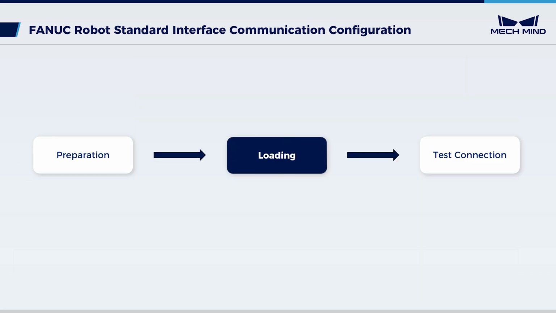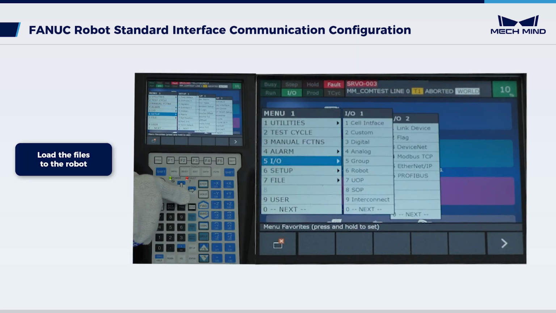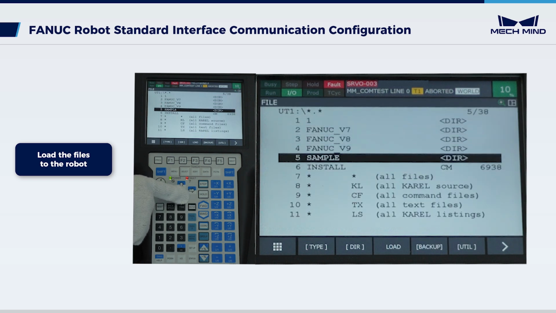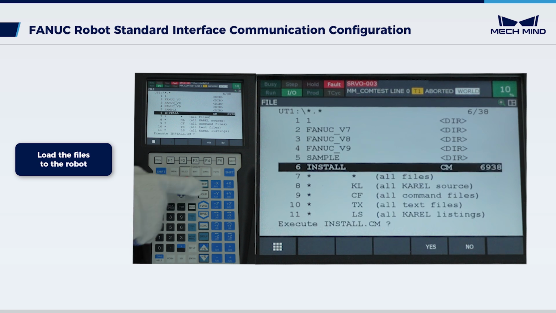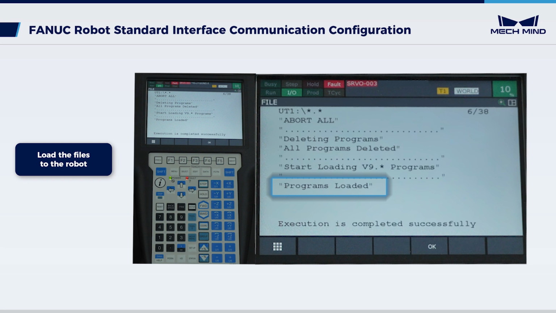Now, it's time to load the program files. Plug the flash drive into the Teach pendant. Navigate to the UT1 interface. In the root directory of the flash drive, select Install and then press Enter. Select Yes to start loading the programs. When the program's loaded message is displayed, the program files are loaded.